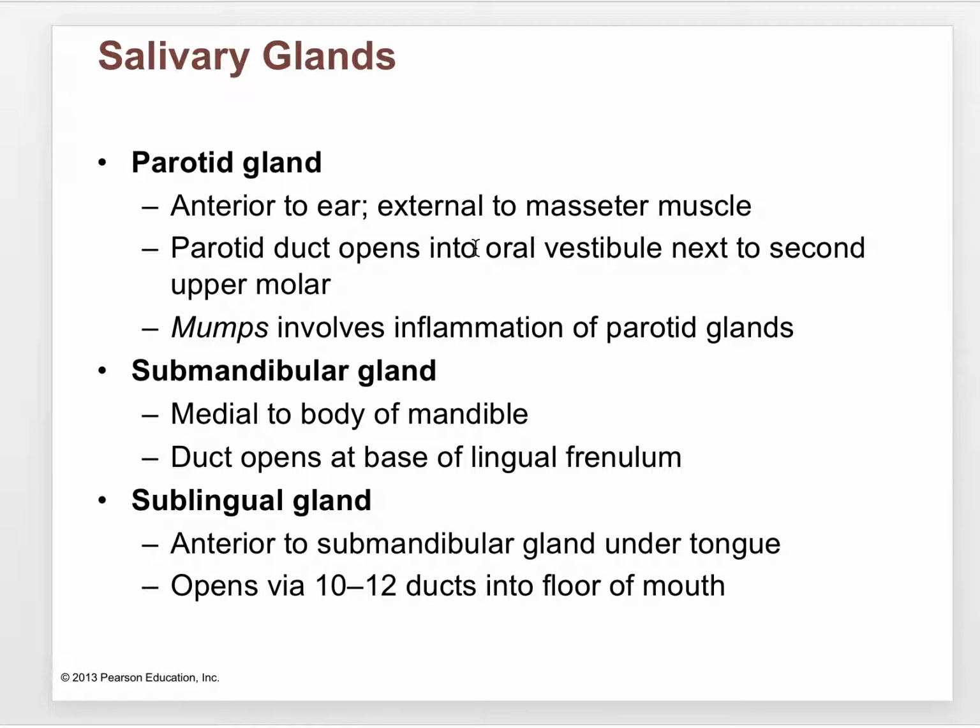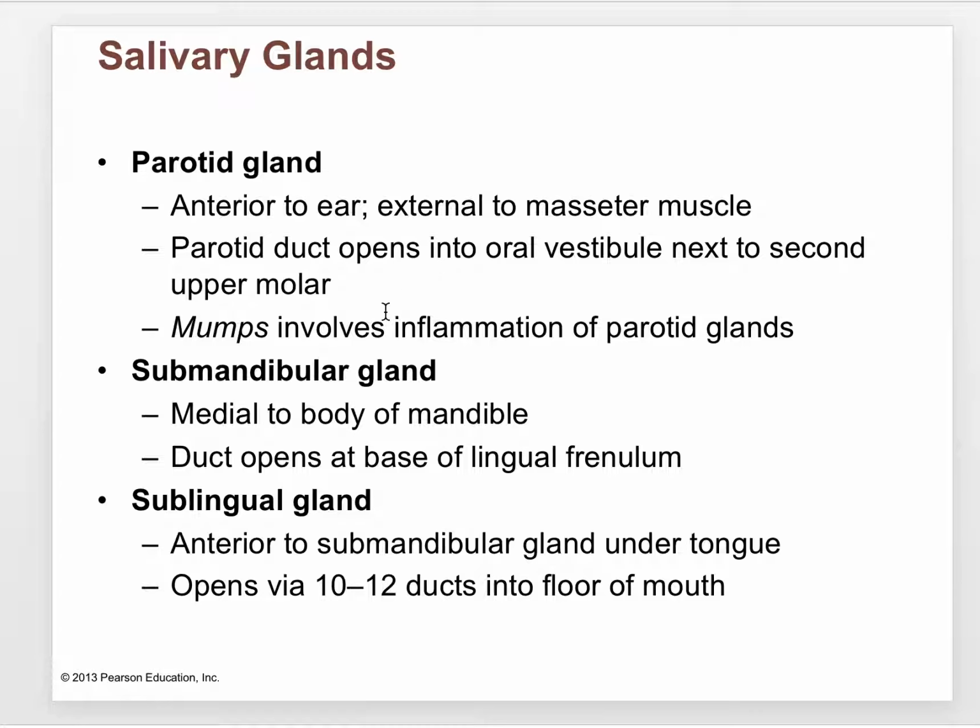There are three main salivary glands. These are paired, one on the left, one on the right. There's a parotid gland, which is anterior to the ear. It's external to the masseter muscle. There's a duct that opens up into the oral vestibule next to the second upper molar. That's where the parotid gland drains.